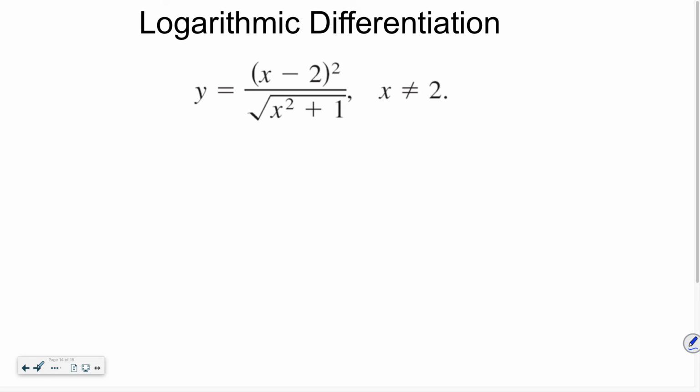Do you see any logarithms in this equation? No. So are you confused why we're talking about it, or why the title of the slide is logarithmic differentiation? Yes. Okay, good.